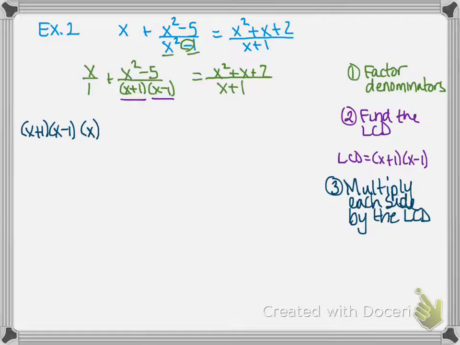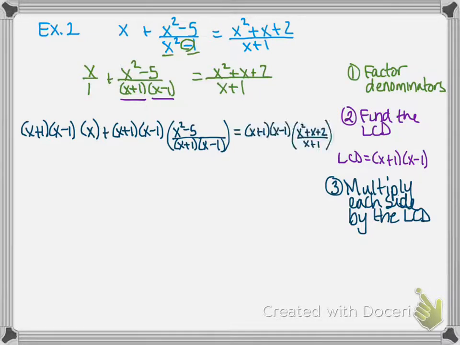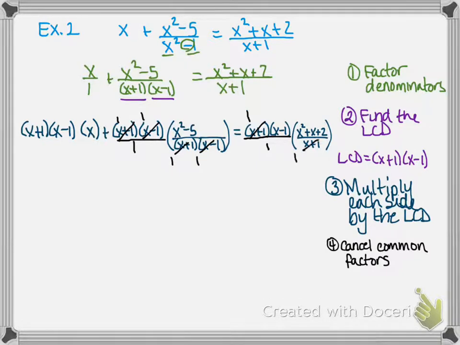X plus 1 times x minus 1 times x, plus x plus 1 times x minus 1 times x squared minus 5 over x plus 1 times x minus 1, equals x plus 1 times x minus 1 over, or times x squared plus x plus 2 over x plus 1. We'll cancel common factors. Remember, these LCDs can be put over 1. And so in our second product, we can cancel x plus 1s and x minus 1s. On the right-hand side, we can cancel x plus 1s.